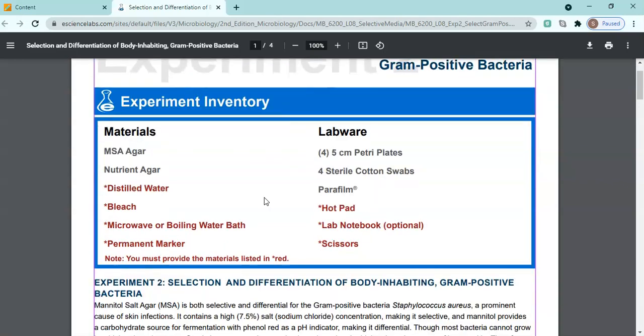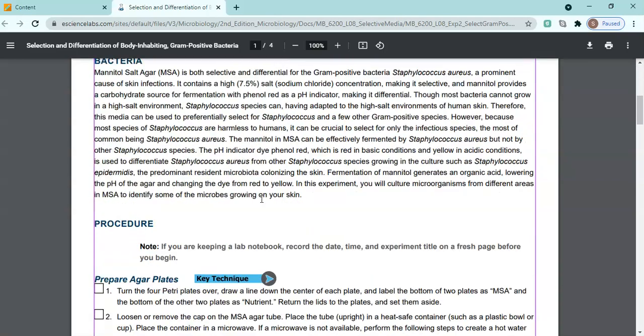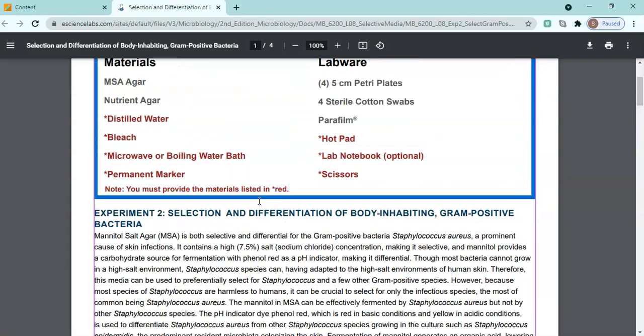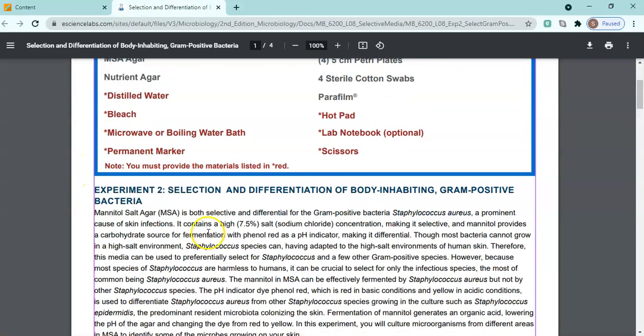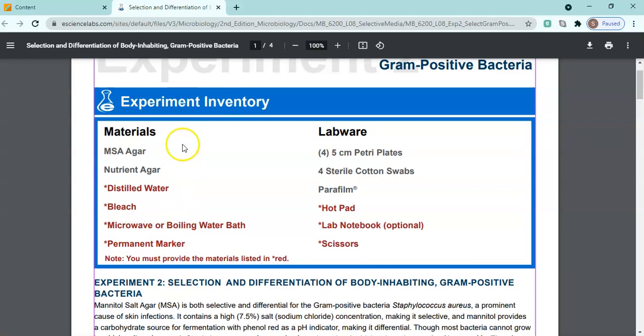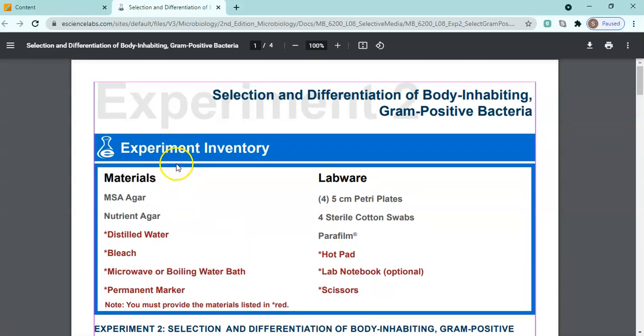We also had our selective and differential media. Make sure that you go through these. Obviously, here's our MSA agar, our mannitol salt agar, and our nutrient agar. That mannitol salt agar turned yellow in the presence of a bacteria that generated an acid.